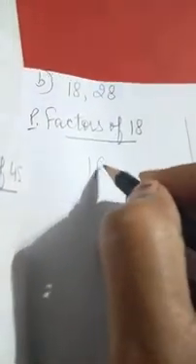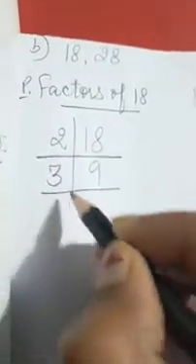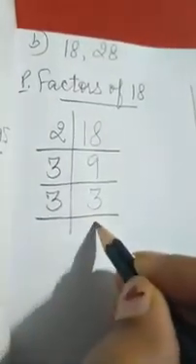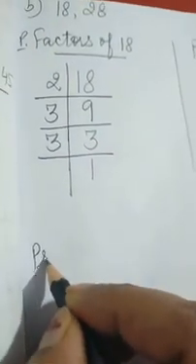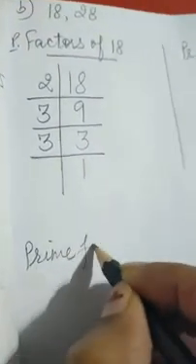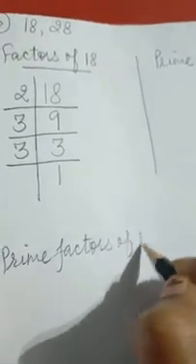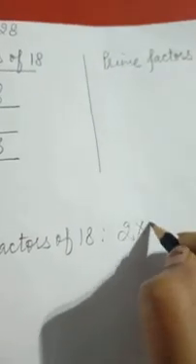18 is divisible by 2. So we will divide it by 2. Here we will get 9. 9 is divisible by 3. So here we will get 3. Then 3 is divisible by itself because it's a prime number. So here we got the prime factors of 18. What are the prime factors of 18? 2 multiply 3 multiply 3.